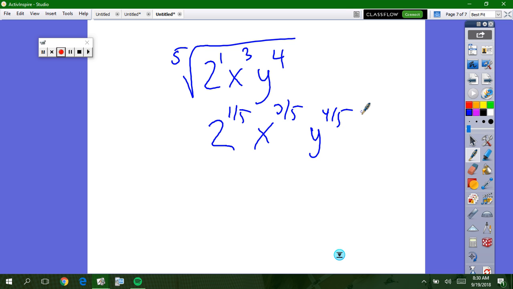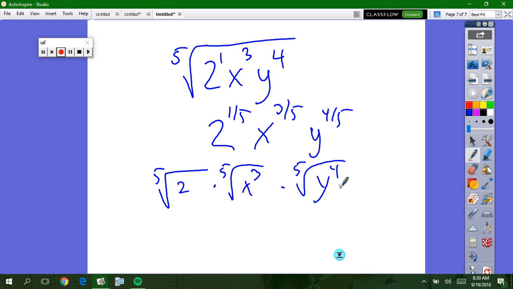And the reason why I can do that, ladies and gentlemen, is that I can break it apart. This is the same thing as the 5th root of 2 times the 5th root of x cubed times the 5th root of y to the 4th. See how I just separate it? Does that make sense? How that works? And that's why it becomes 2 to the 1/5, x to the 3/5, y to the 4/5. Because I'm separating them individually. Okay? A lot of people struggle when the 2 is connected to the x.